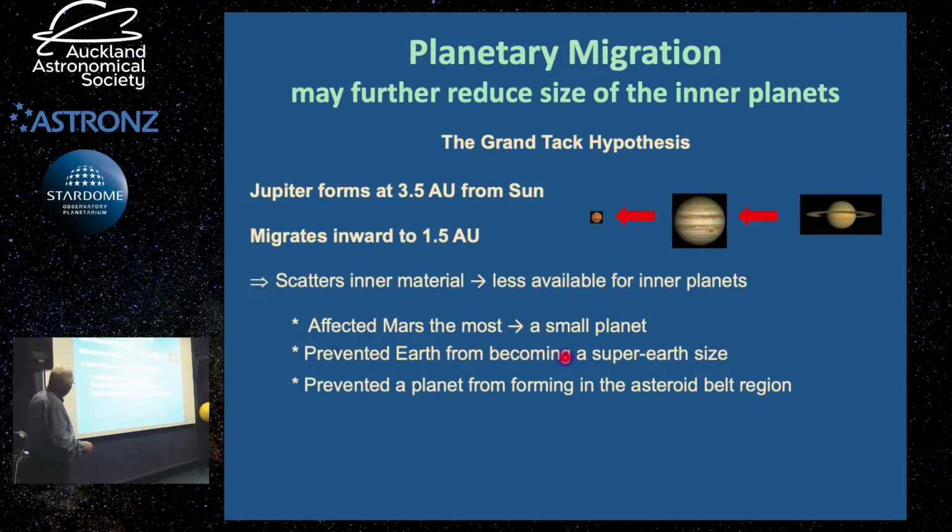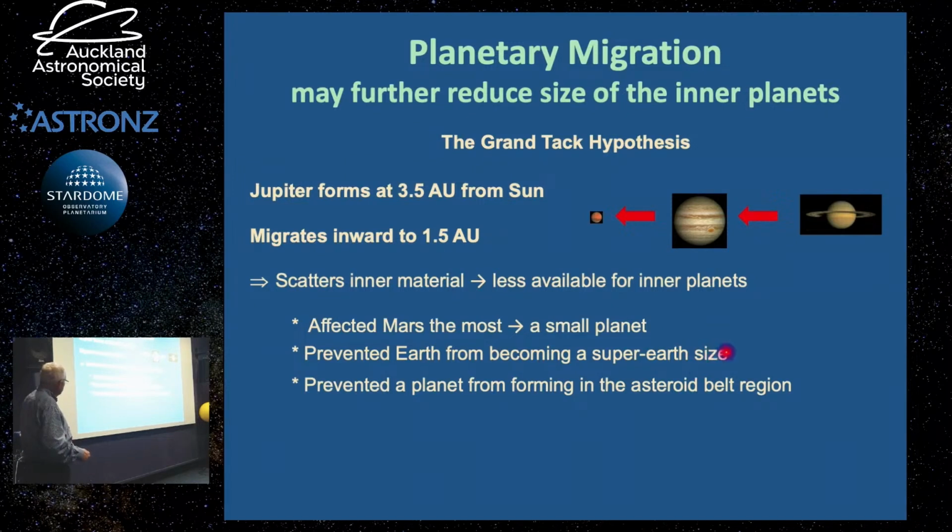It clears a lot of material out of the inner solar system, causes a lot of chaos, which means less material available for those inner planets. Jupiter cleared a lot of that material out because it was there. So it affected Mars the most because it sat where Mars was trying to form. So that would explain why Mars is just a little runt when it should be a lot bigger.